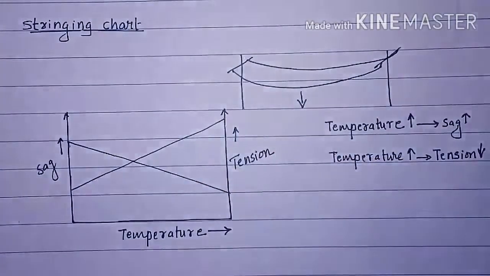This stringing chart is helpful in providing sag and tension at any temperature. If the sag and tension are known for a particular temperature, the curves of sag and tension with temperature variation are called the stringing charts. And these charts are useful in erecting the transmission line conductors at specified temperature and loading conditions.